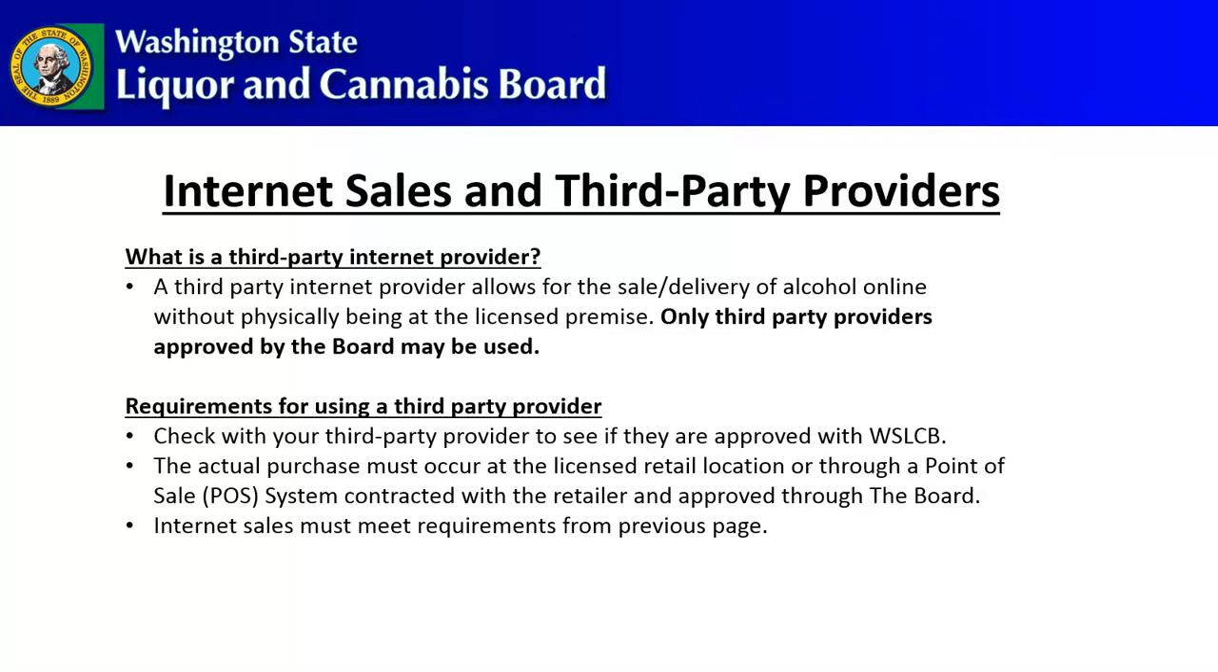Other requirements in order to use a third-party internet provider are as follows. The actual purchase must occur at the licensed retail location or through a point-of-sale system contracted with the retailer and approved through the board. Internet, phone, or mail orders accompanied by cash, charge card, or customer's charge account number have been determined acceptable to meet this requirement. You must also meet all the requirements stated on the previous slide.